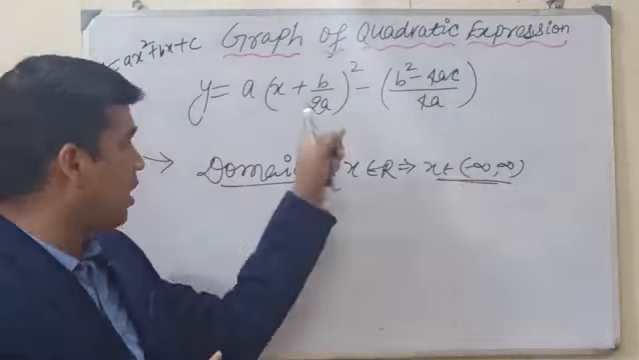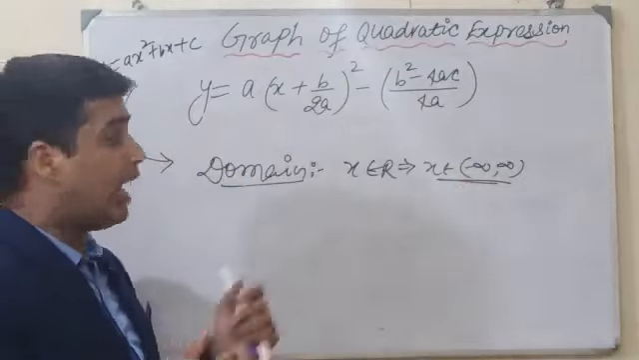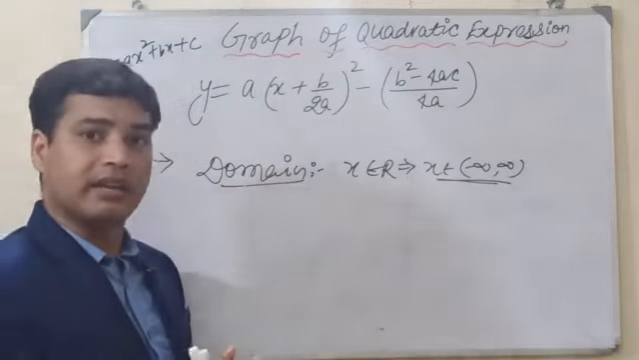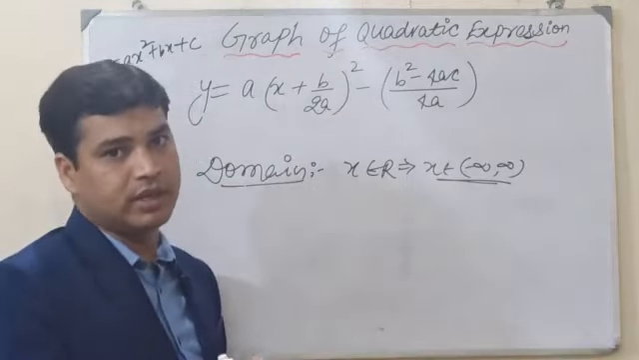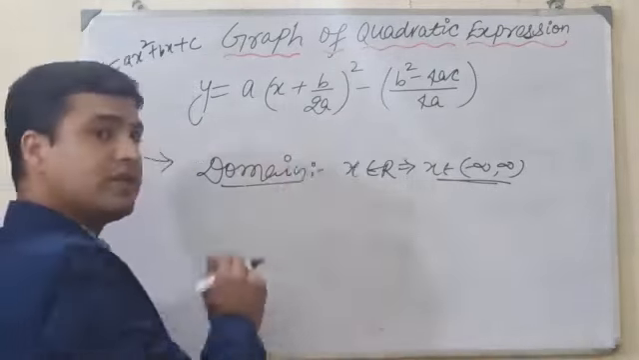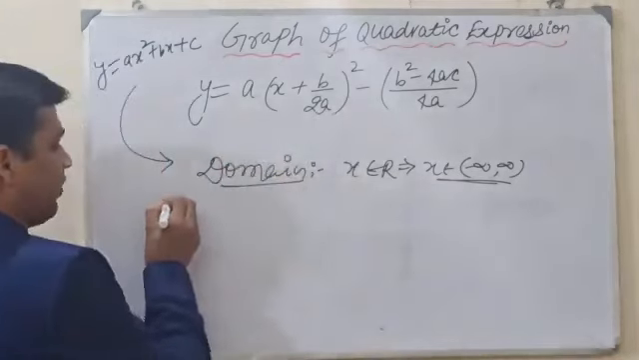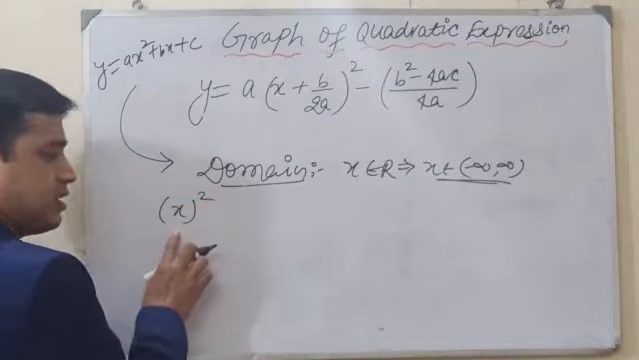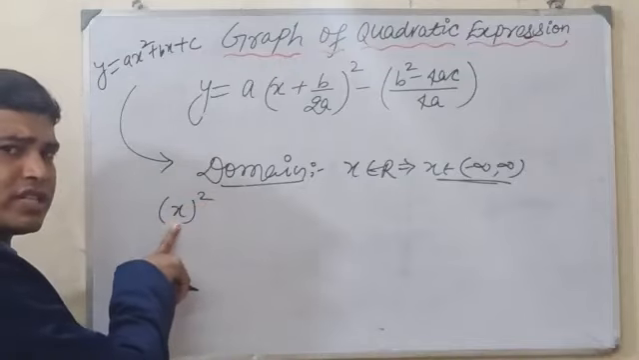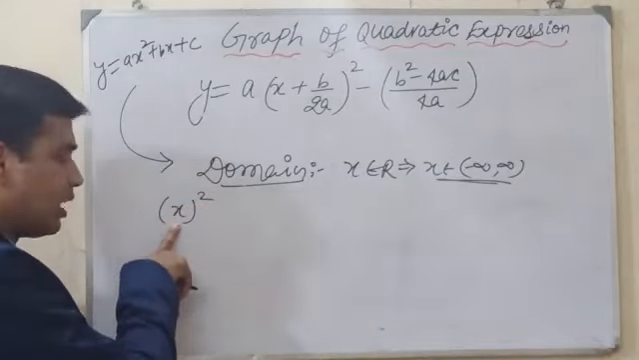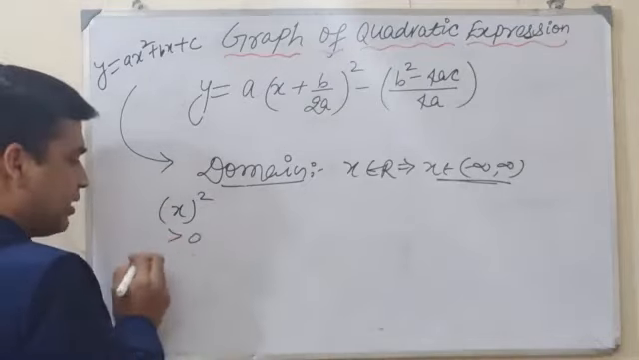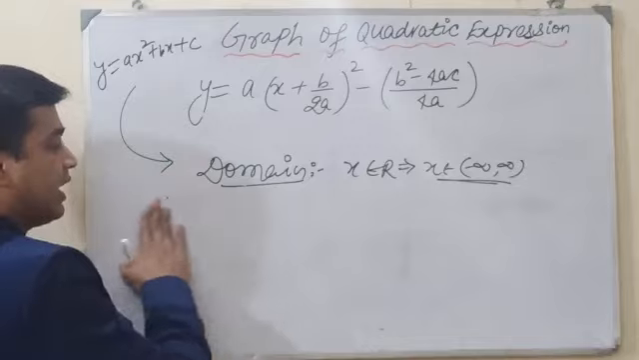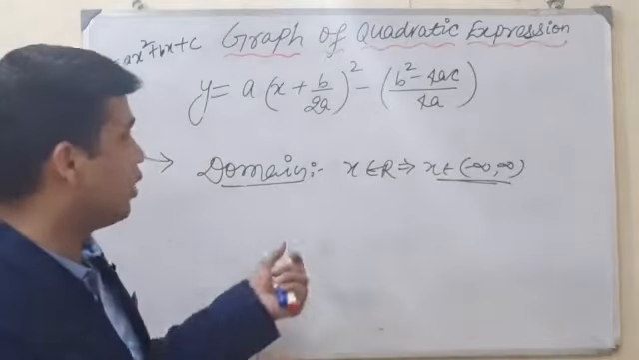Now one more important thing: we know that the square of any real number is always a non-negative quantity. Why? Because a square is always non-negative. If x and x square are there, and you put either positive or negative values, you will always get values greater than or equal to 0. If you put 0, you will get 0. So a square is a non-negative quantity, meaning greater than or equal to 0.